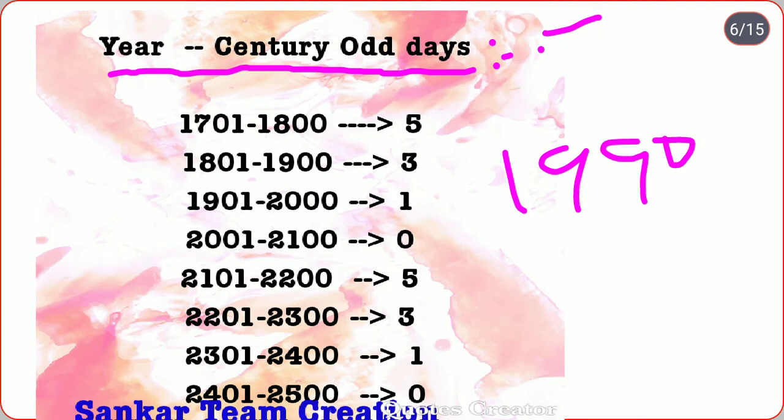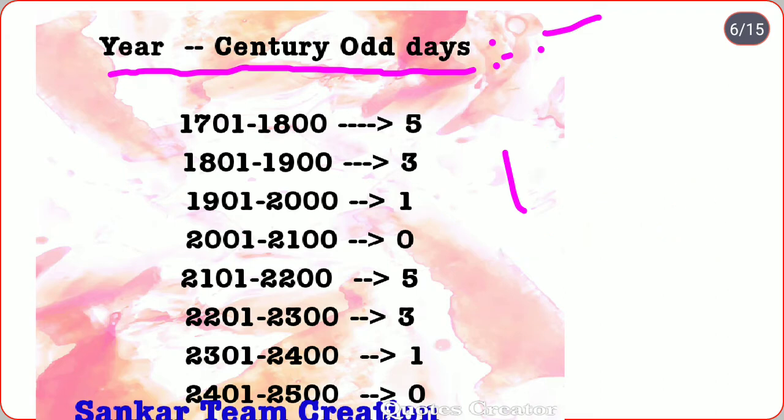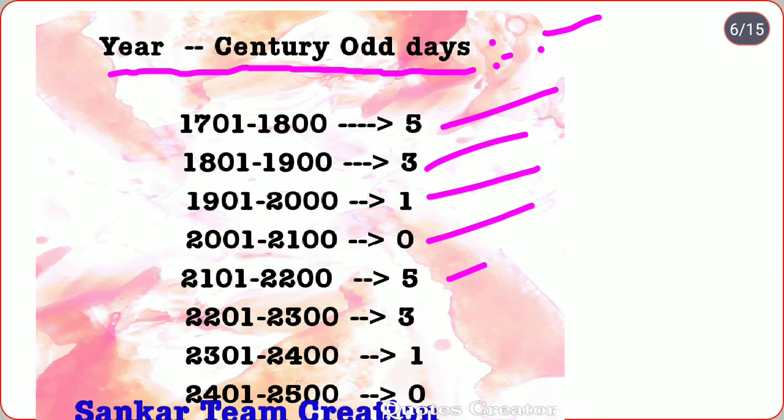So 1990, get what was the day on 1990. So 1990 yearly century code is equal to 1. Are you understanding? Very important, compulsory by heart. So 1701 to 1800 is equal to 5. 1801 to 1900 is equal to 3. 1901 to 2000 is 1. 2001 to 2100 is 0. 2101 to 2200 is 5. So every 4th century comes 0.